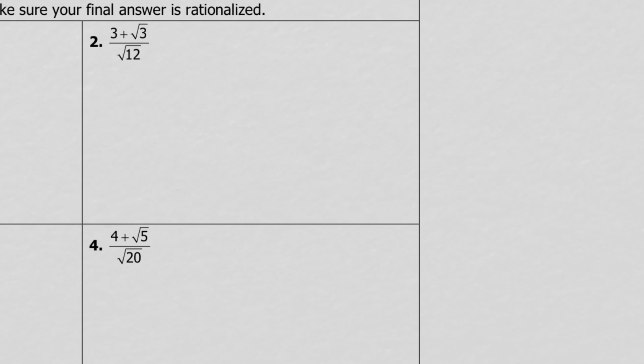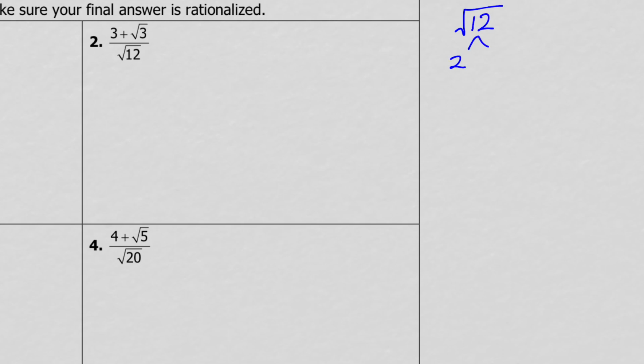Okay, so we want this square root of 12 out of the denominator, so we could do a couple of things. We could simplify that radical first and then multiply by whatever is still in the root, or we could just multiply by square root of 12. So let's simplify it so we don't have to simplify so much afterwards. So let's simplify square root of 12.